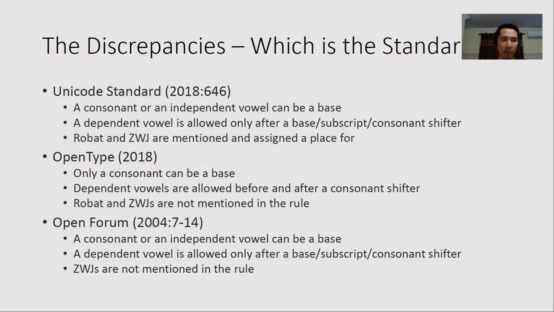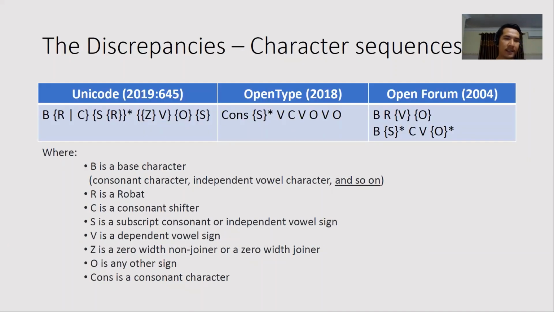Now these three are the things that we have seen, and there might be more. I would invite you to investigate further and see if there are any more discrepancies between the Unicode Standard and the OpenType. We see that Unicode uses this kind of representation in the rules, so I have changed that in OpenType so that we can see them side by side here, including the OpenForum as well.